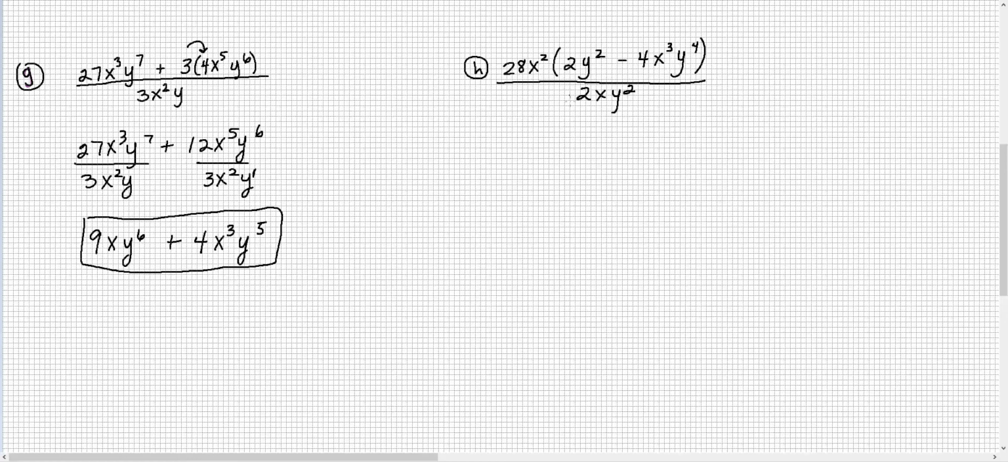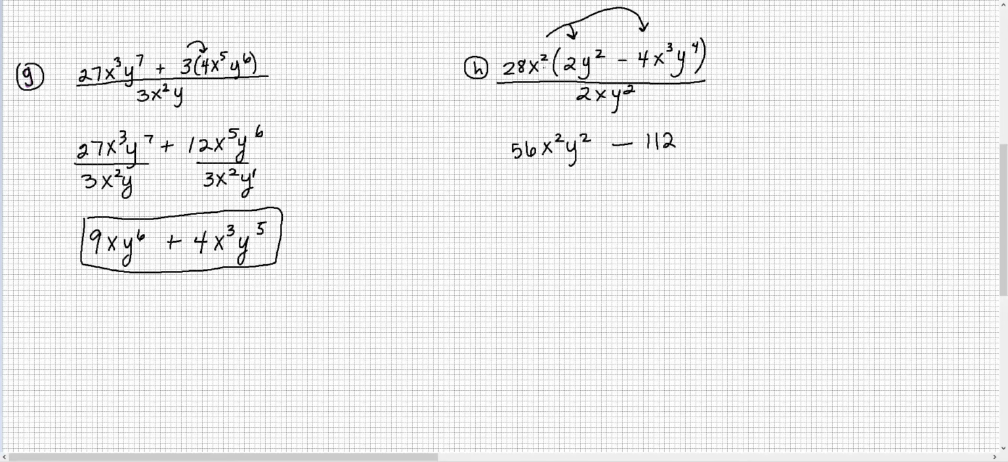Same thing here. You only have one term in the denominator. So then this is going to be monomial division. But first you need to distribute the 28x squared into both of these terms. So 28 times 2 is 56. And here's where you got to be careful. X squared, y squared. Minus 28 times negative 4. It's negative 112.